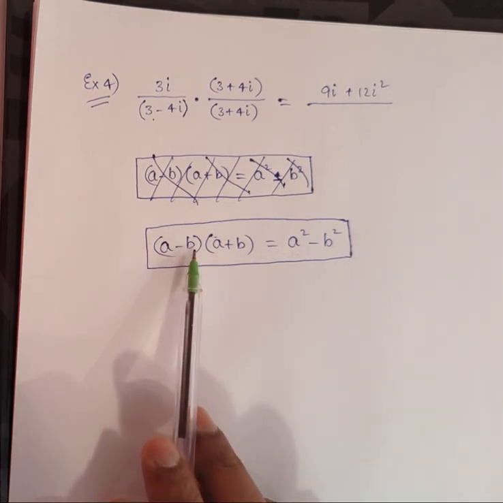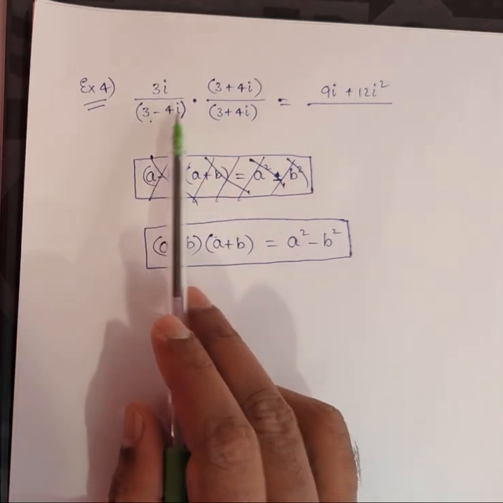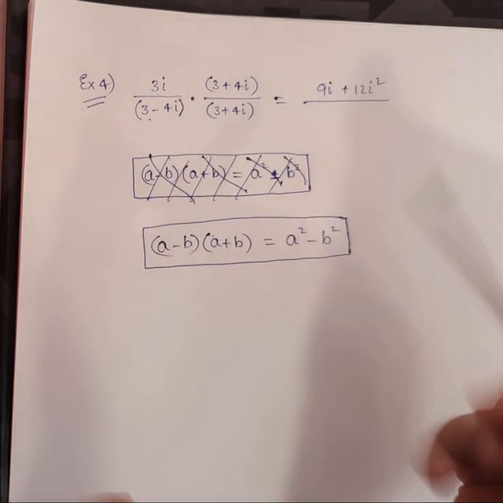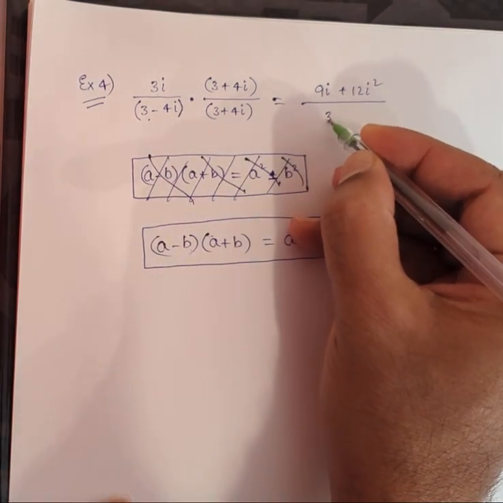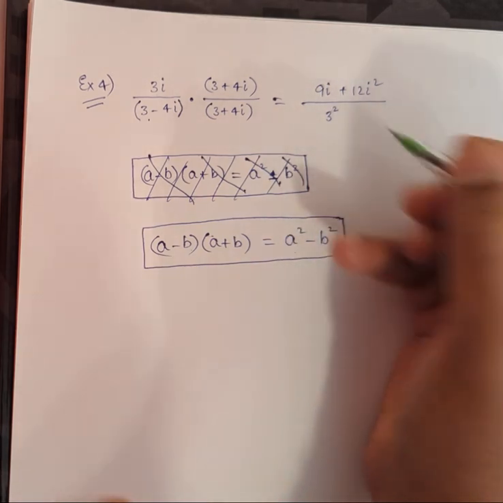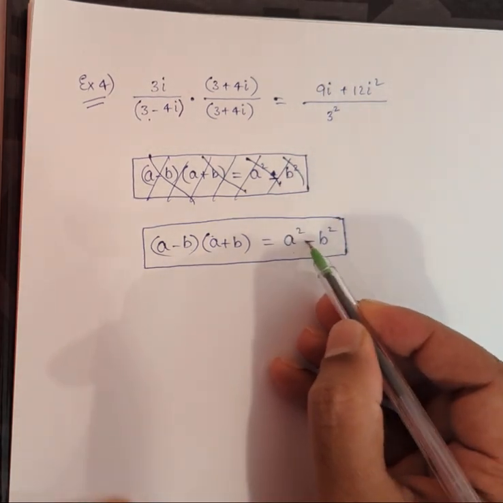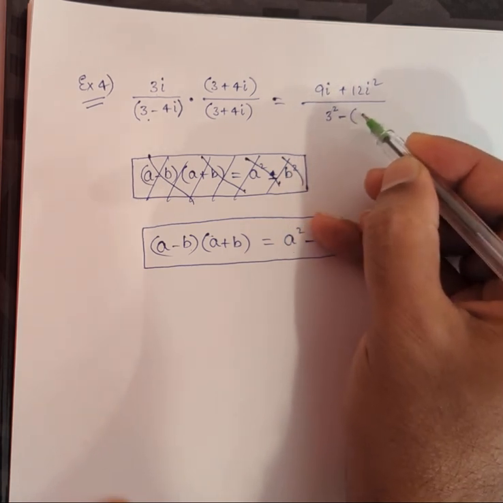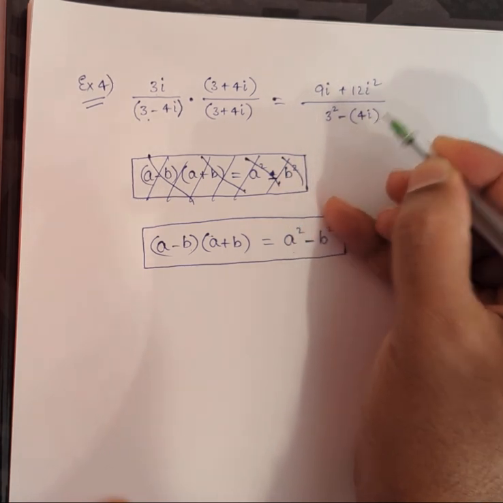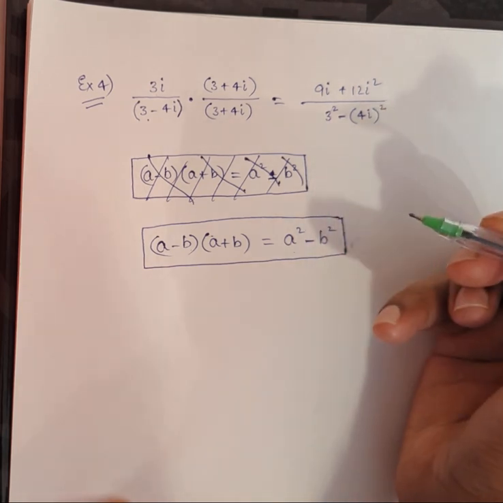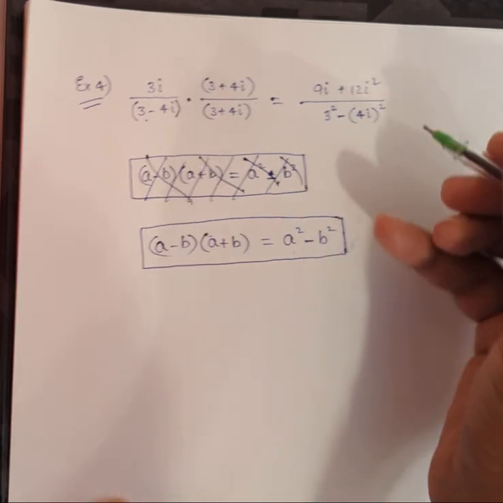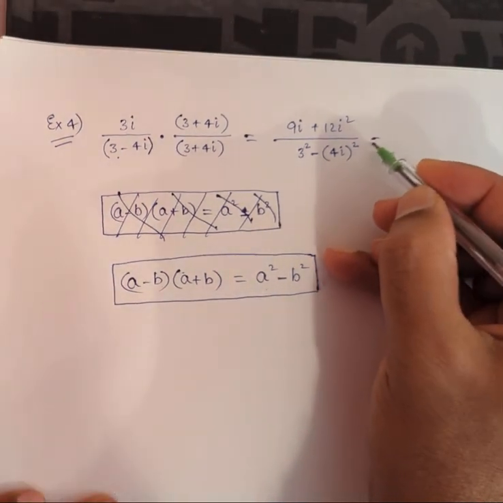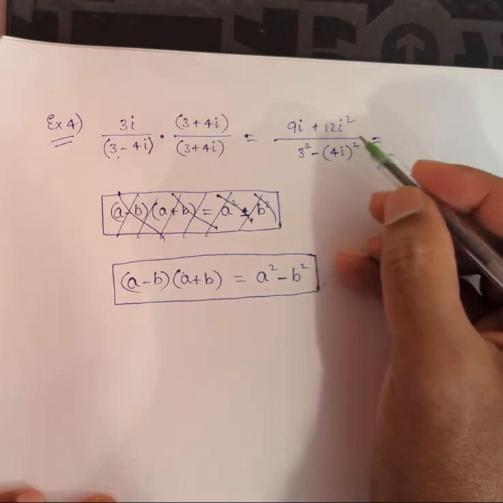So anytime you see an expression like this, a minus b and a plus b, and you're multiplying them, all you have to do is simply square the first, and then your answer would have a minus. Square the second term. The second term is 4i. You've got to square that. All right, so let's continue right here. It does not matter. I think I'll need one more step.